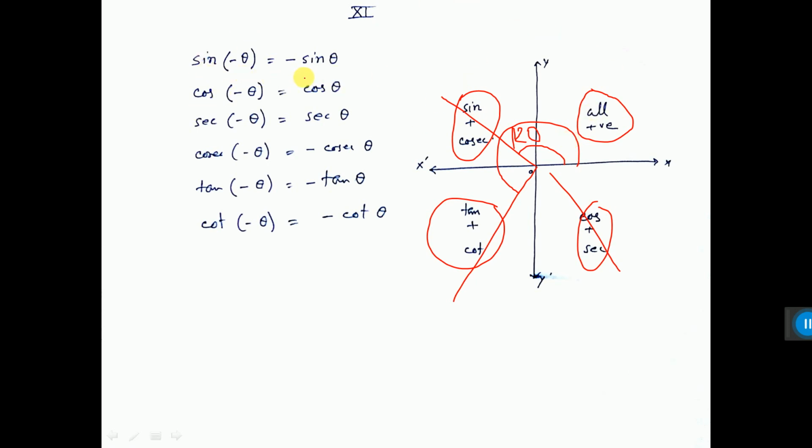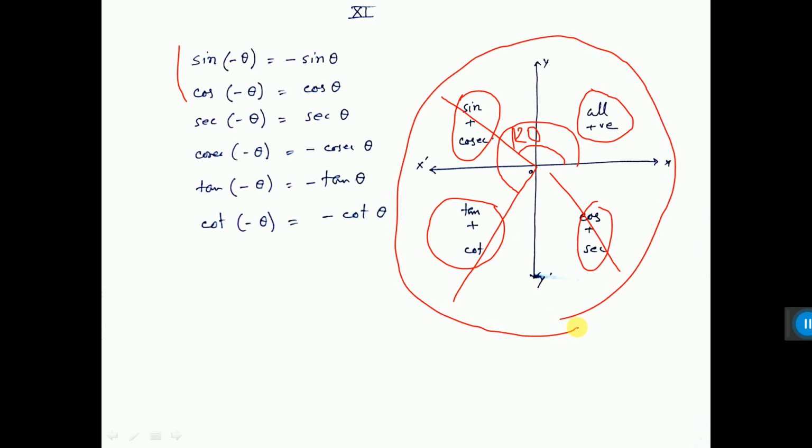Sin minus theta equals minus sin theta, cos minus theta equals cos theta, and the others come from these two. Sec minus theta means sec theta, cosec minus theta means minus cosec theta, tan minus theta means minus tan theta, cot minus theta means minus cot theta. So only for sec and cos the minus will be absorbed. Cos minus theta will be cos theta, sec minus theta will be sec theta. Actually it comes from this quadrant only. That explanation you will understand later. Only memorize this for now.